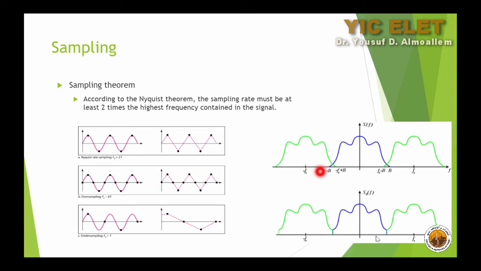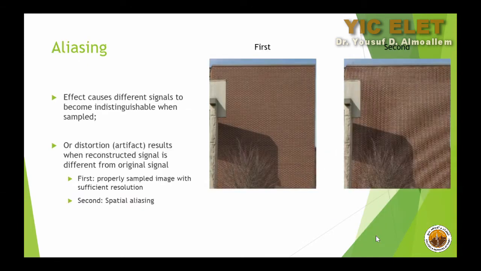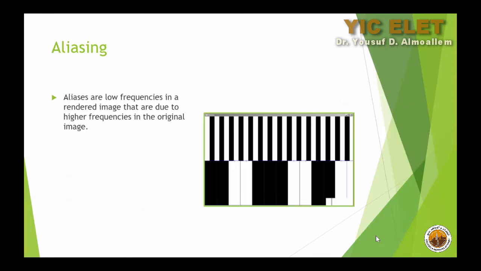In the frequency domain, this is the original signal shape. If we do a Fourier transform, this is the original signal in the frequency range. And if we do the sampling in the perfect way, we will be able to reconstruct the same signal again. This is not covered, I will skip it, the aliasing.